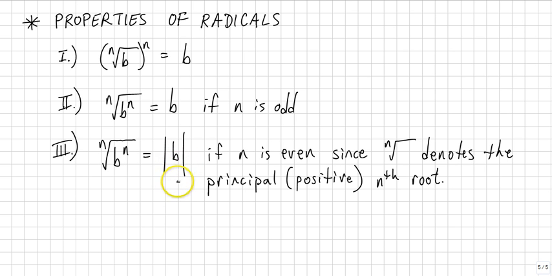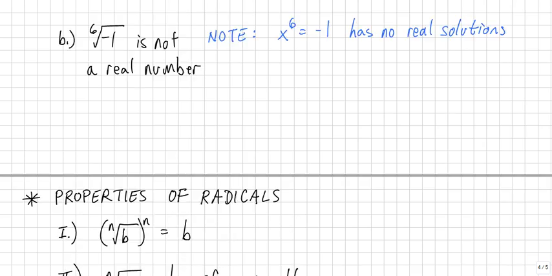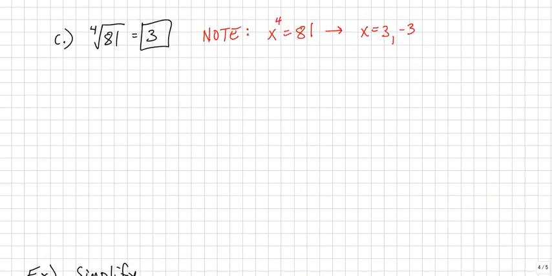Okay, so the reason we need the absolute value is when we do an even root, remember this stands for the principal or positive nth root. So if this is even, then this notation represents the principal or positive nth root. Well, to make sure that we always come out with the positive one, we need the absolute value on it. And we did this a bunch earlier, we just didn't use absolute value.